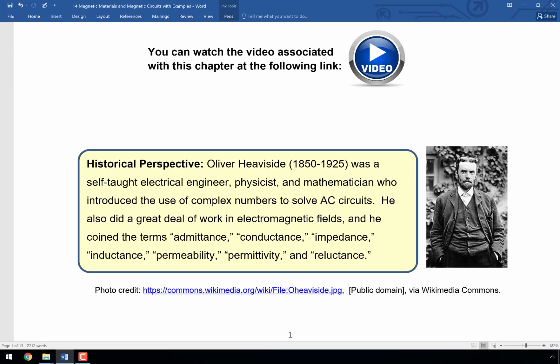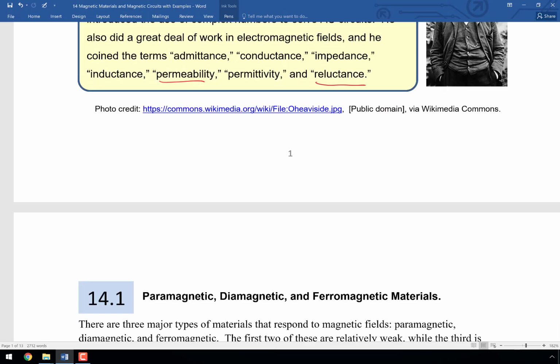And if you have the opportunity to study his life more, I would encourage you to do that. Just know that a lot of the words that we use, like admittance and conductance and impedance and inductance and permeability and permittivity and reluctance, two of which we're going to see today, permeability and reluctance, he coined those words because he was the first person to do work in those areas.